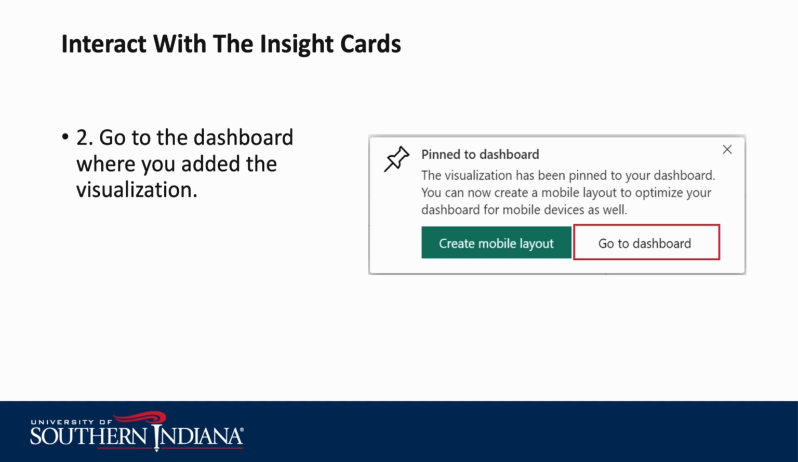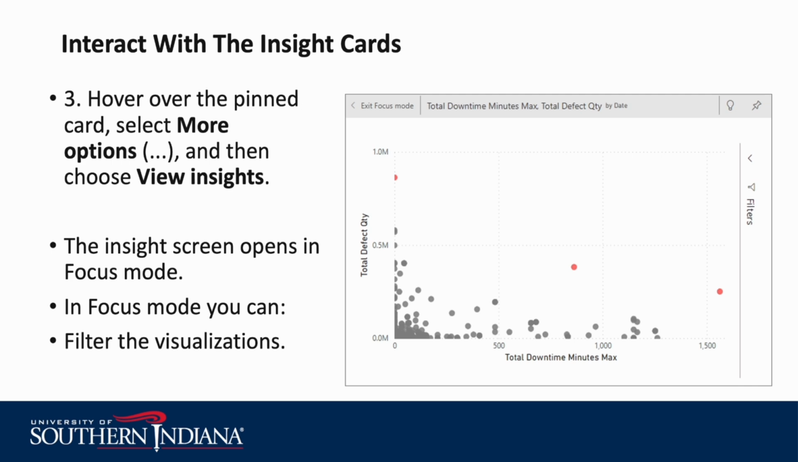Navigate to the dashboard where you pinned the visualization. This allows you to consolidate multiple insights in one interactive view. The screenshot highlights a dashboard with a newly pinned tile. Hover over the pinned card, select More Options, the ellipsis, and choose View Insights. This opens the insight in focus mode. In focus mode, you can apply filters and explore the data in greater detail. The image shows the ellipsis menu and the focus mode button.